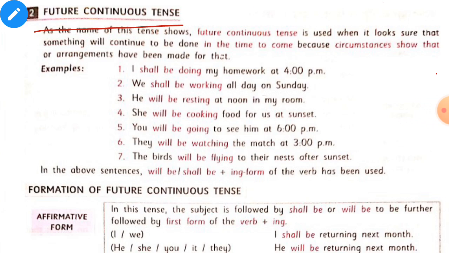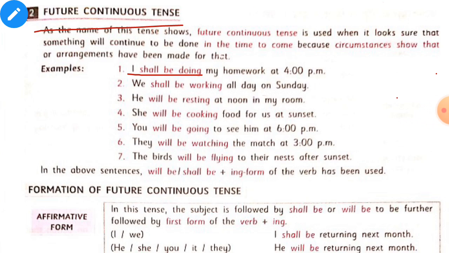I shall be doing. For example, you can say here, I shall be doing. We use shall be and will be. Okay, shall be is used with I and we, and will be is used with all other subjects besides I and we. Like that, I shall be doing, and the ing form of the verb is also used. For example, I shall be doing my homework at 4 p.m.